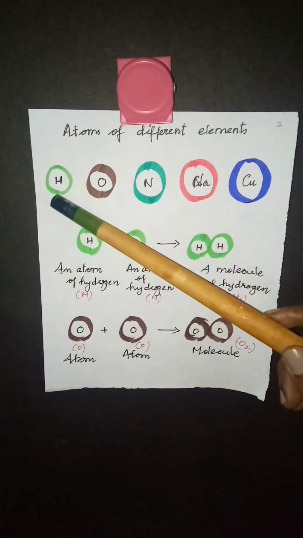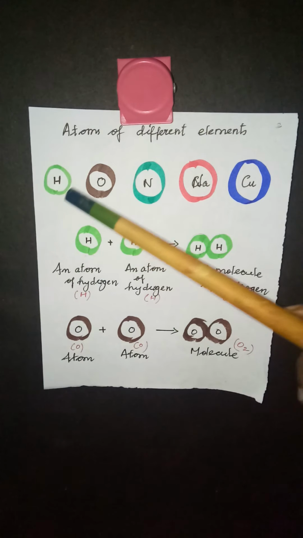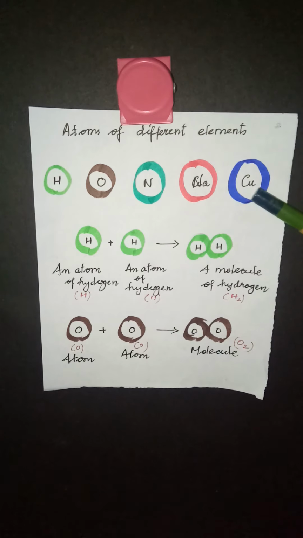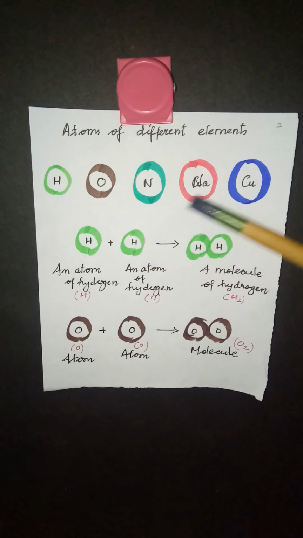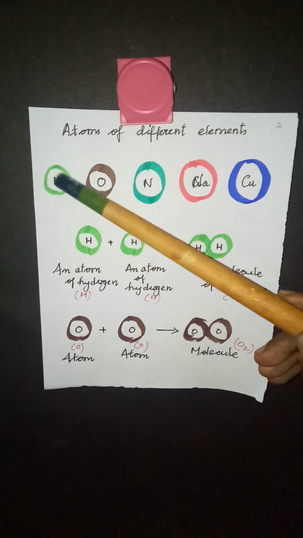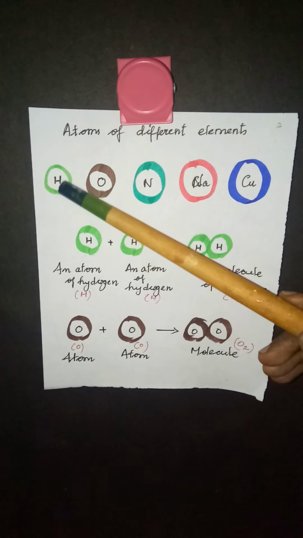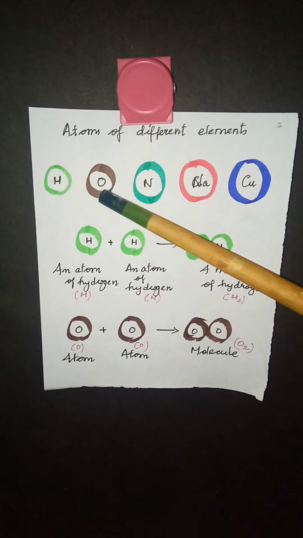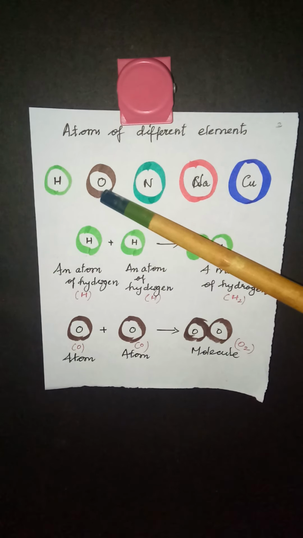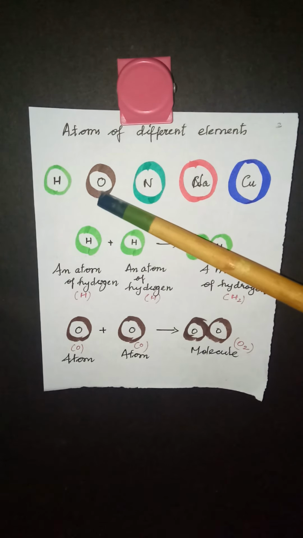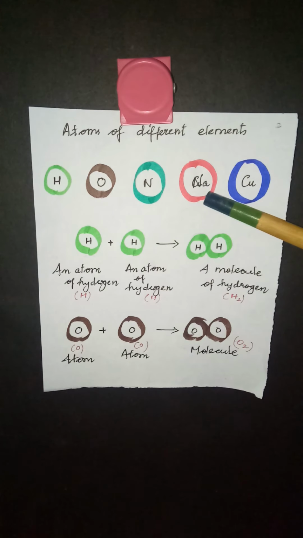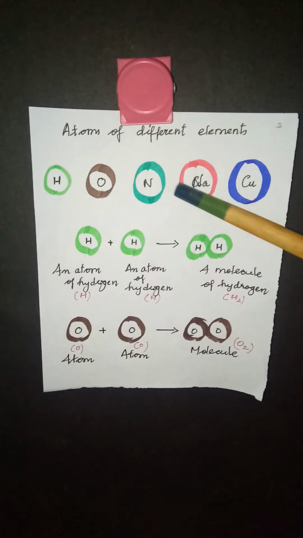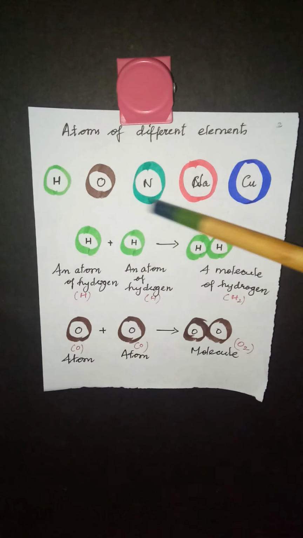Now look at these pictures. See, this is a hydrogen atom, oxygen atom, nitrogen atom, sodium atom and copper atom. Just a few examples I've written. So if you have millions of hydrogen atoms together, then that is hydrogen element. When you have millions and millions of oxygen atoms together, then that is oxygen element. And same way, if you take a piece of sodium element, what can you find inside? Sodium atoms. So these are atoms.